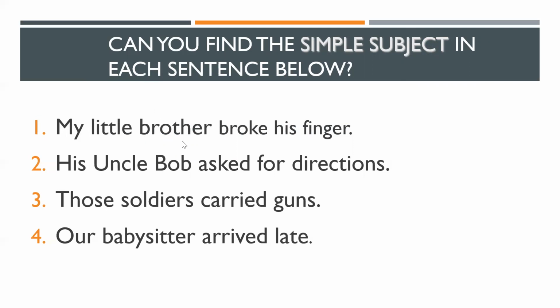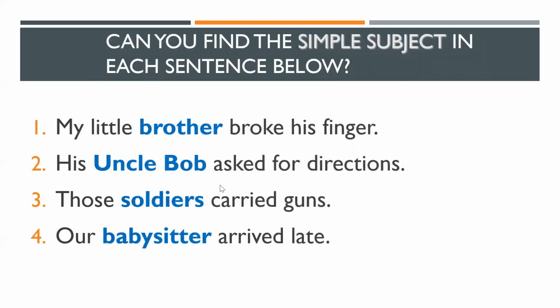So you have brother, Uncle Bob, soldiers, and babysitter. Why do we have Uncle Bob becomes one? Because it would be the nickname, right? The nickname. So you can have Paman and then Bob, but Paman Bob becomes one.